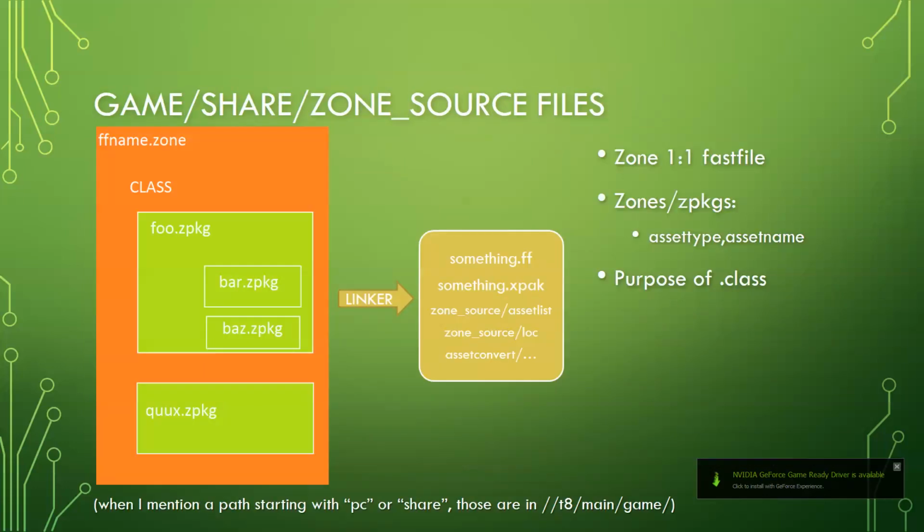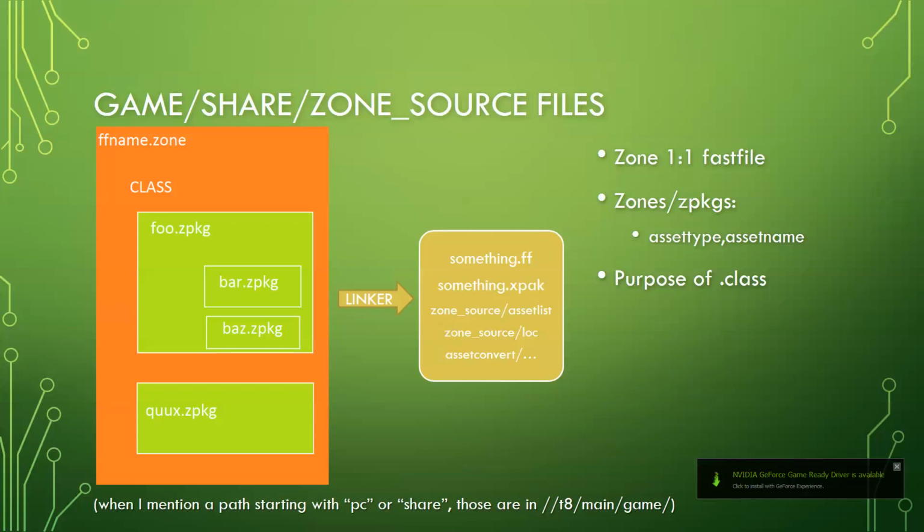But anyway, if you look in the game share zone source directory, and when I mentioned the path starting with PC or share, those are in //g8 main game. So G8 main game share zone source. You'll see 3 different extensions. You'll see .zone, .class, and .zpkg. You'll probably ignore the .class, but I'm going to tell you about it anyway.